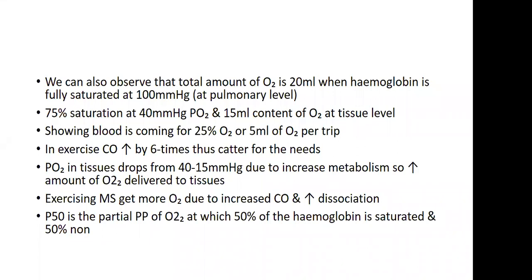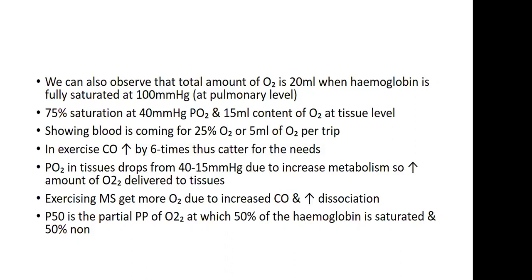So the total content, which was 20, is now 15 at the tissue level. To make it once again 20, it has to come to the pulmonary area. So it means that per trip, it gets only 5 ml of oxygen or 25% saturation. 75% already iske paas tha, blood ke paas.